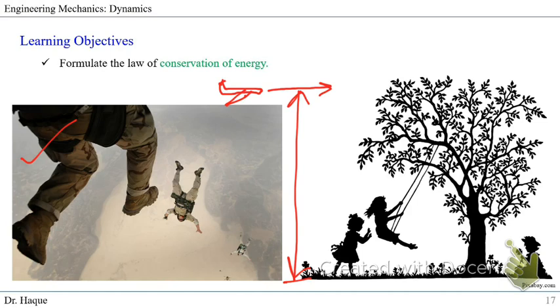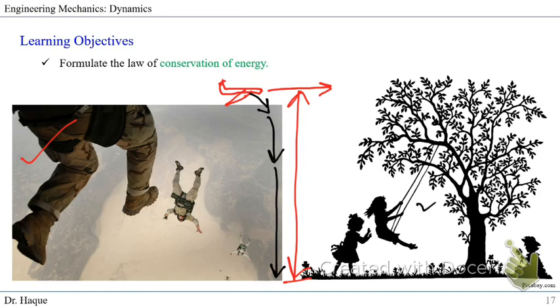Once the paratroopers jump off the plane, their gravitational potential energy is being converted to kinetic energy. Almost hitting the ground, there's maximum kinetic energy, but zero or near zero potential energy. So there is a conversion between gravitational potential energy and kinetic energy. In this kind of scenario, we can apply the conservation of energy law.